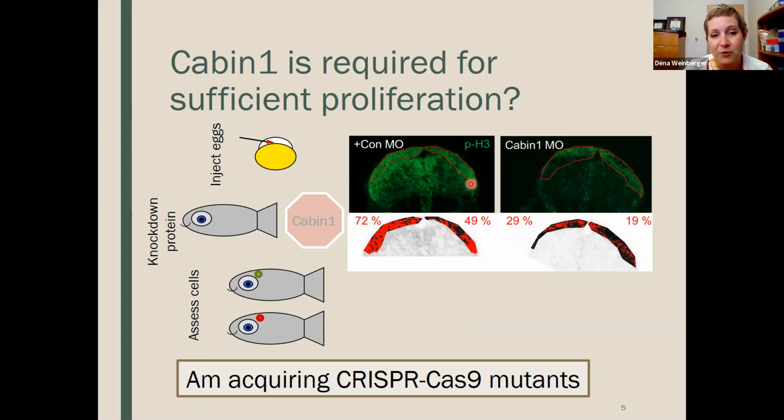These are sections through the zebrafish brain at 4 days post-fertilization, when they were injected as eggs. And we're tracing boundaries of cerebellar tissue.